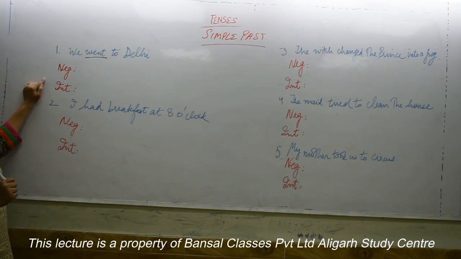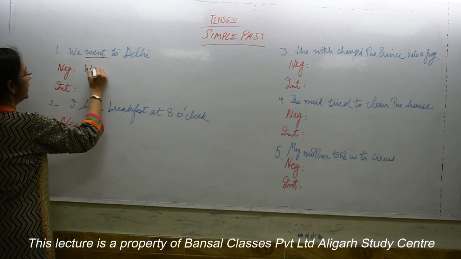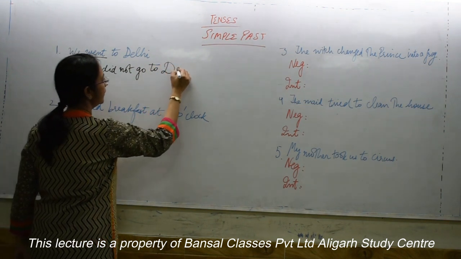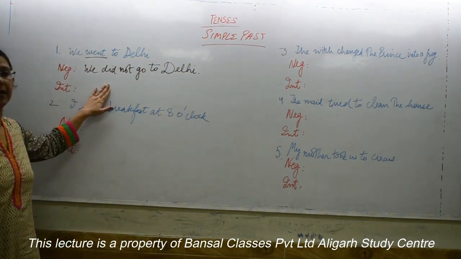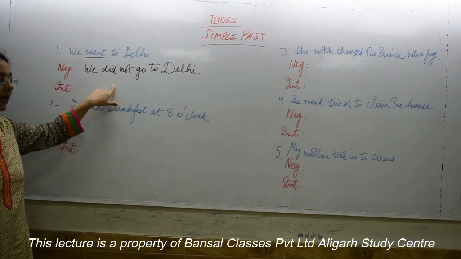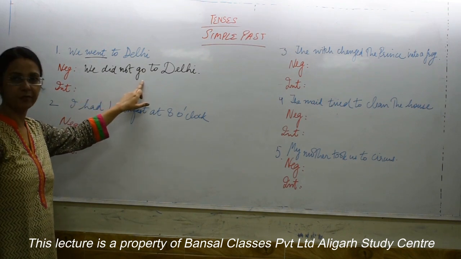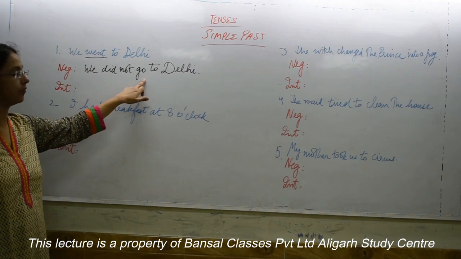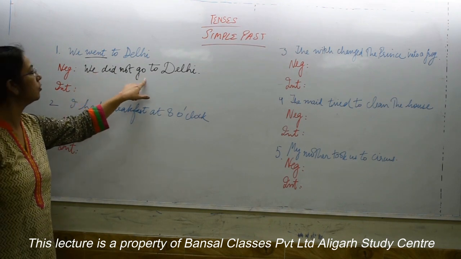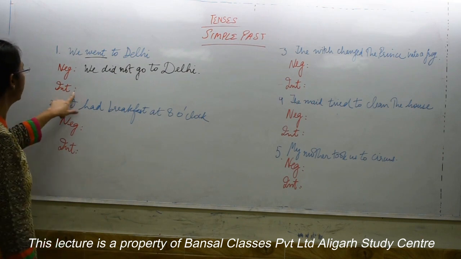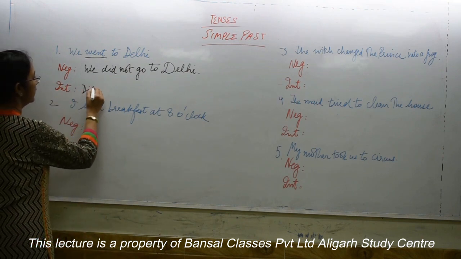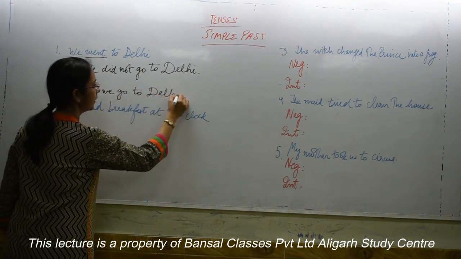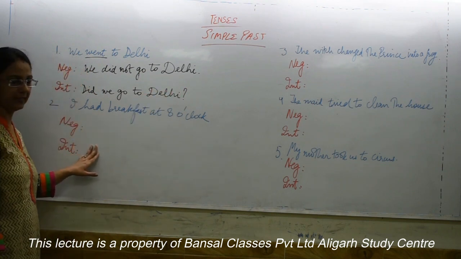So what would be the negative? We did not go to Delhi. Over here in the past form, we use did. And did always comes with the present form of the verb, not the past form. So this past form of the verb will get converted into the present form. And we did not go to Delhi. Interrogative. Did we go to Delhi?